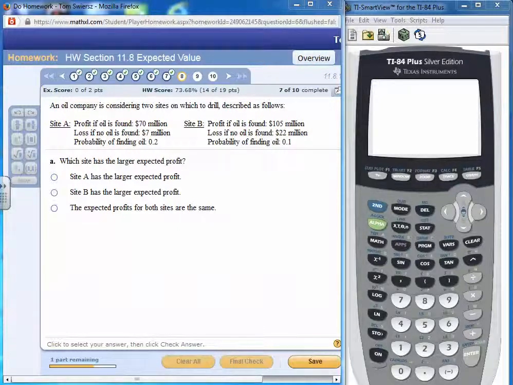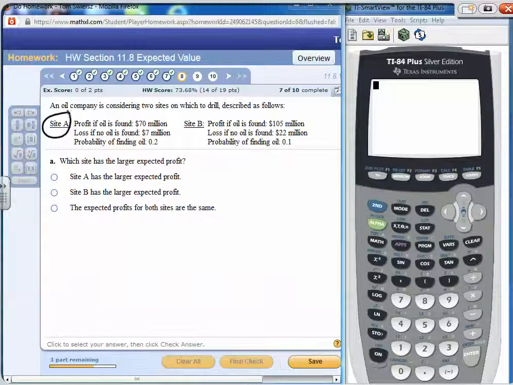An oil company is considering 2 sites on which to drill, described as follows. Profit if oil is found: site A, oil found makes 70 million. If loss, 7 million, and the probability of finding oil is 0.2. And then we're going to do that first, and then we'll do site B with its values: 105 million for success, profit, loss 22 million, and the probability of finding oil is 0.1. Okay, so we've got to do each one at a time.